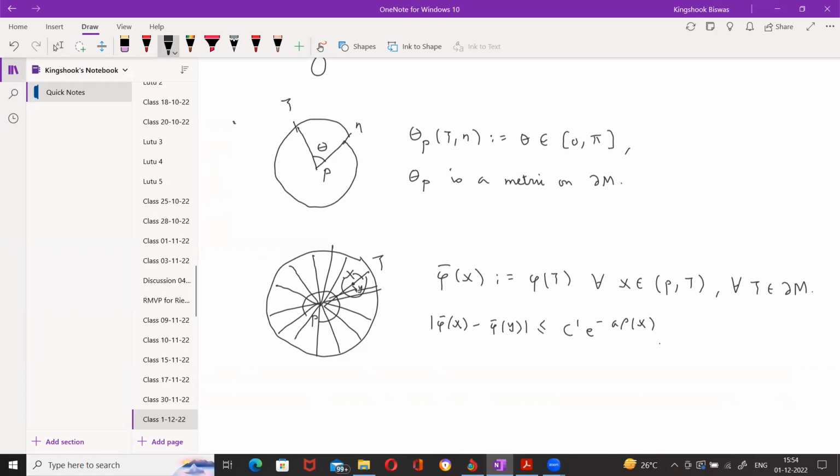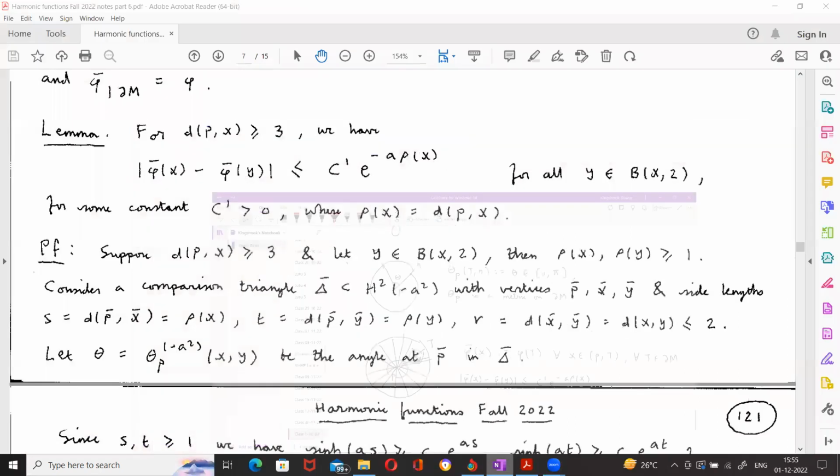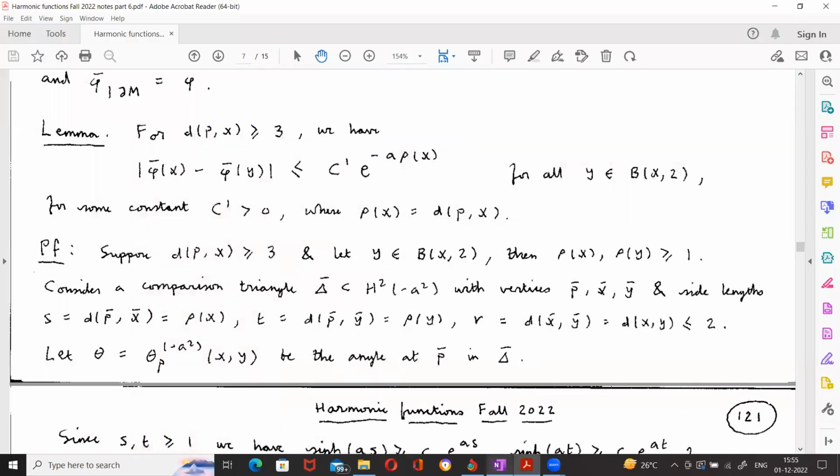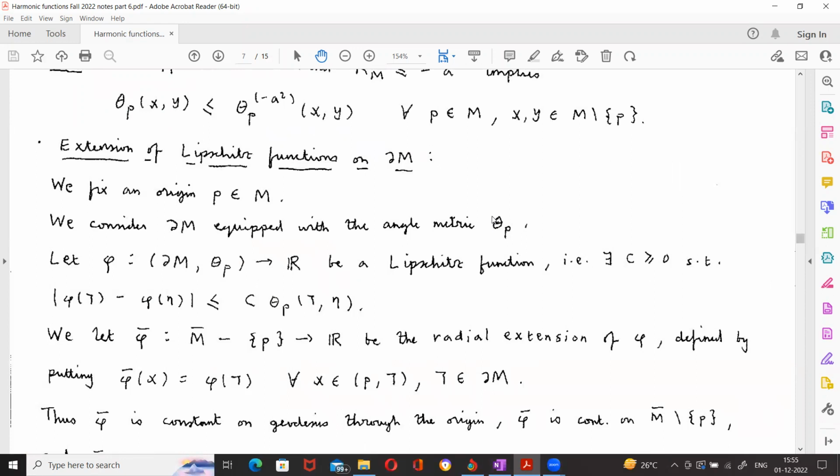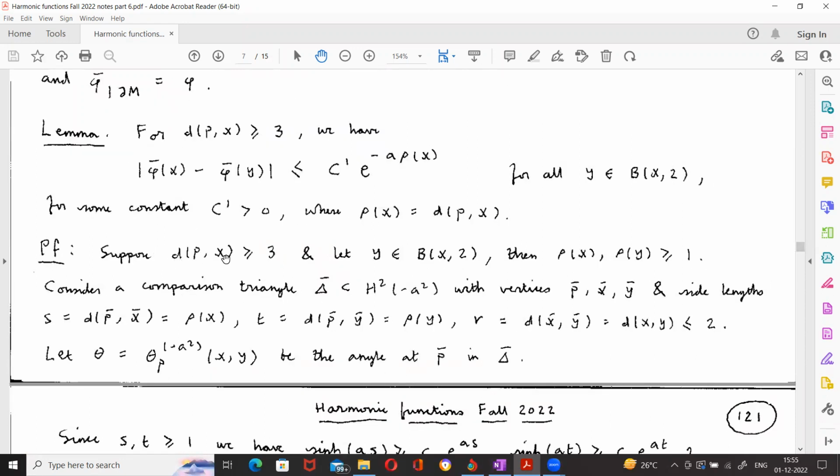So how does one prove this? To prove this, we'll use the properties of Riemannian angles versus comparison angles. So suppose the distance from x to P is greater than or equal to 3, and let y be a point in the ball of radius 2 around x. Then that means both rho(x) and rho(y) are greater than or equal to 1, right?